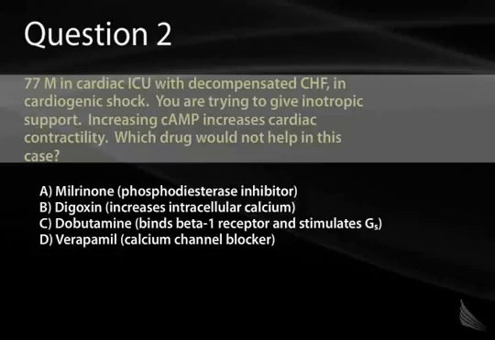Question 2. A 77-year-old man in the cardiac ICU has decompensated congestive heart failure, and he's in cardiogenic shock. You're trying to give him inotropic support. Increasing cyclic AMP levels will increase cardiac contractility. Which drug would not help in this case? A. Milrinone, which is a phosphodiesterase inhibitor. B. Digoxin, which increases intracellular calcium. C. Dobutamine, which binds the beta-1 receptor and will stimulate G sub S. Or D. Verapamil, which is a calcium channel blocker.